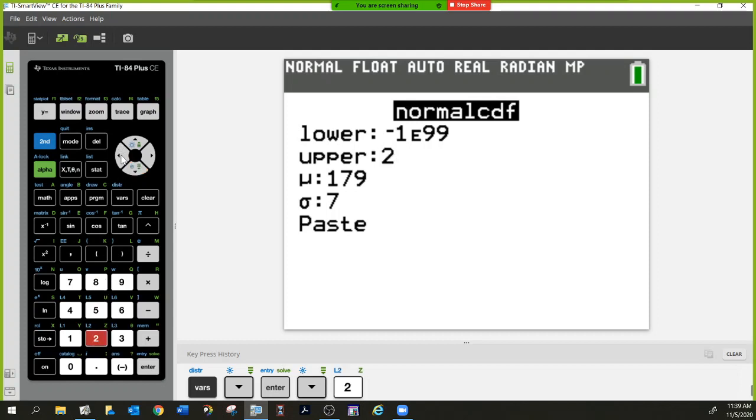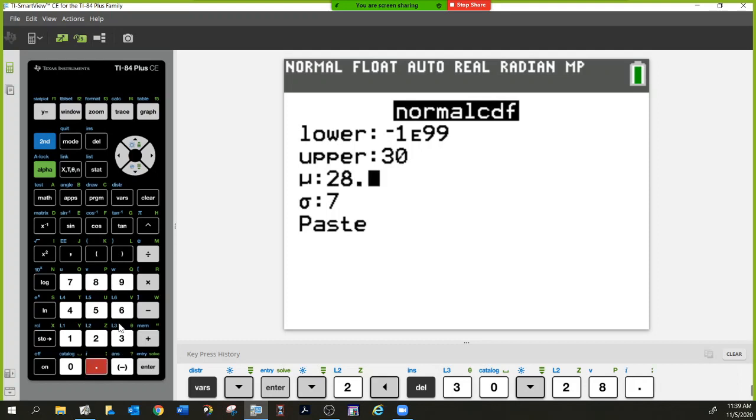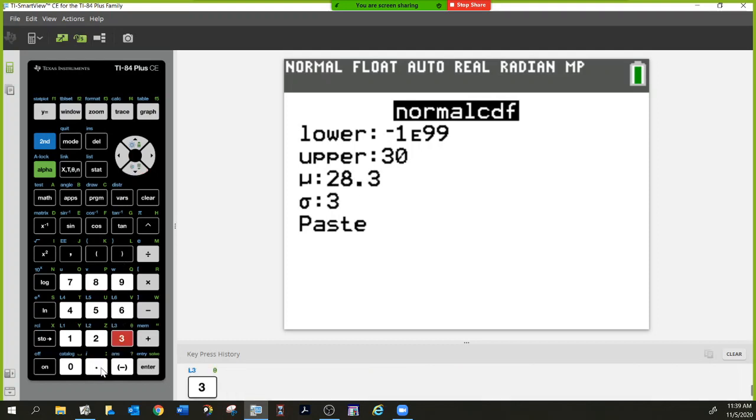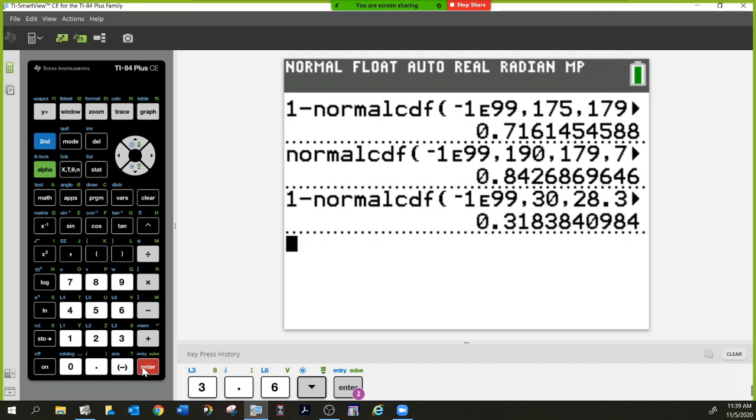Oh wait, what's the number I'm looking for? 30? Yeah. Mean is, what is it? 28.3, goodness, and 3.6, thank you. Too much to memorize. 0.318. 0.318.